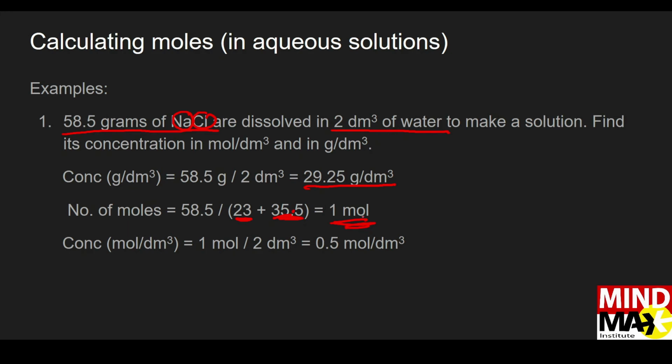So this is the concentration in grams per dm cube, and if I want to express this in moles per dm cube, what do I do? I found the number of moles which was present in 58.5 grams of sodium chloride, and then I divided this by the volume of water, which is 2.